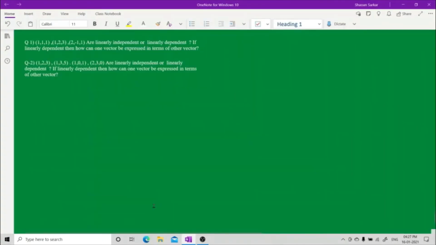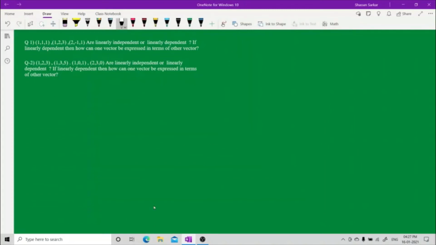Now we have two questions, question number 1 and question number 2, in which we have to check whether the vectors are linearly independent or linearly dependent. And if they are linearly dependent, then how can one vector be expressed in terms of the other vectors? These are the two important points we need to understand, continuing with the topic of linear independence and dependence. So let's do the solution.